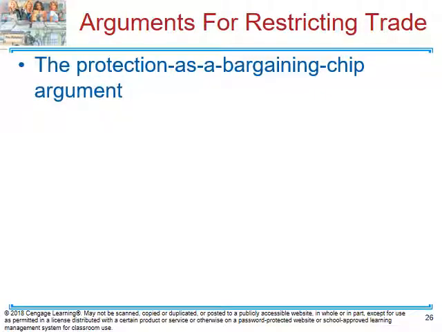And the last argument is the protection as a bargaining chip argument, and that's basically saying that you use protection as a way of bargaining with other countries. For example, you would say, I will impose a tariff on your consumer goods that are being imported to our country, and they will also have a similar response. It was recently the case with Donald Trump and China.